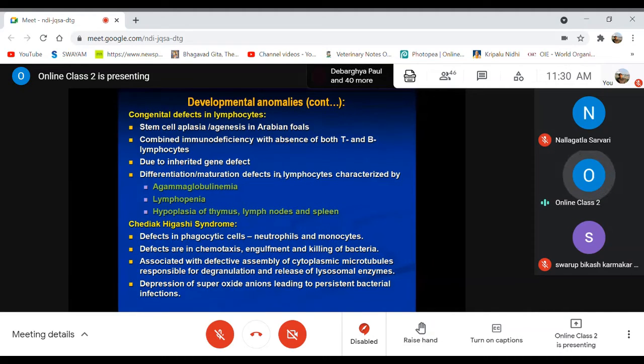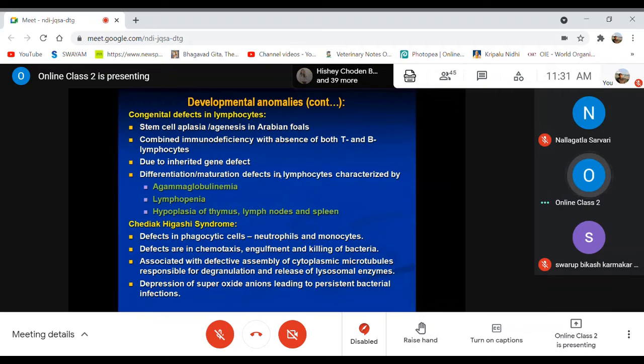How do phagocytic cells engulf the microorganisms, the infectious organisms? There we have learned about chemotaxis, engulfment, and killing of bacteria and other organisms, right? Because of the defective form of these phagocytic cells, which perform chemotaxis, engulfment, and killing of the bacteria, that will not be performed properly.